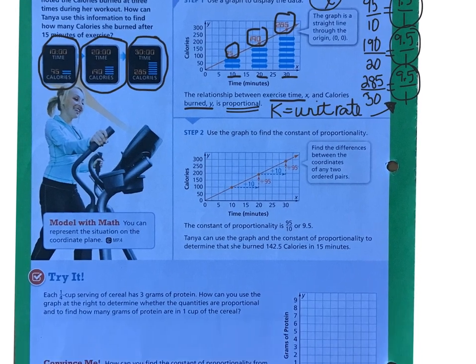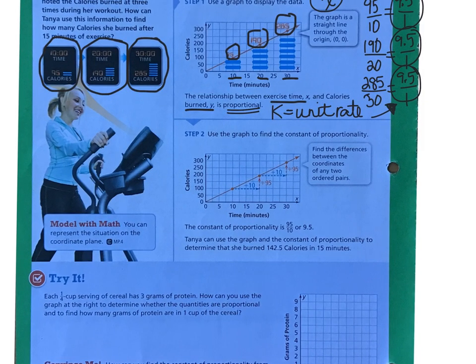So I'm going to move my paper up a little bit there. There we go. And in step 2, we're going to either use the graph or we can use the equation. All right, so their step 2 says to use the graph to find that constant of proportionality. In other words, they're looking at the differences between the coordinates of any two pairs. In other words, how far do you have to go over? In this case, going across on the x-axis is the blue. And then how far do you have to go up? And in this case, that is the red.